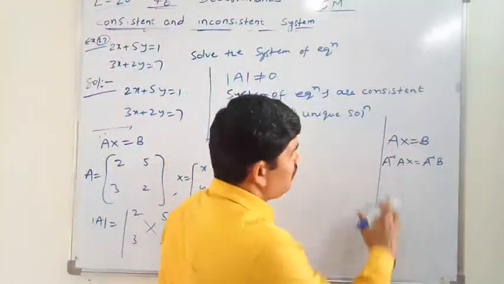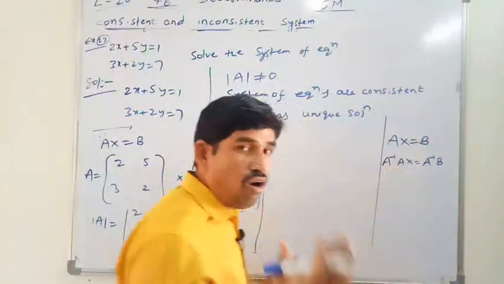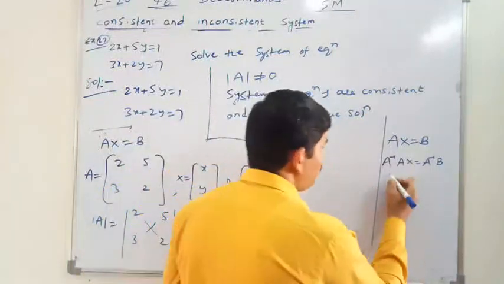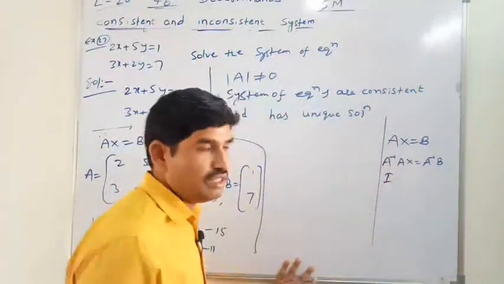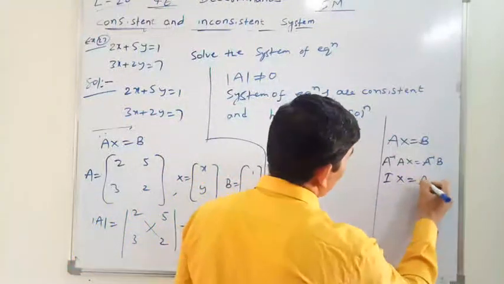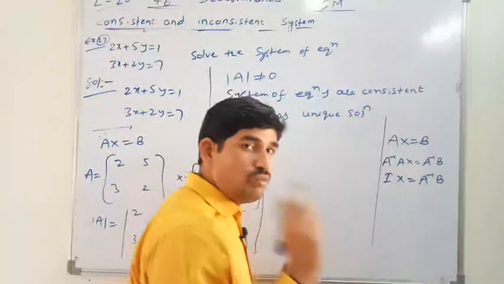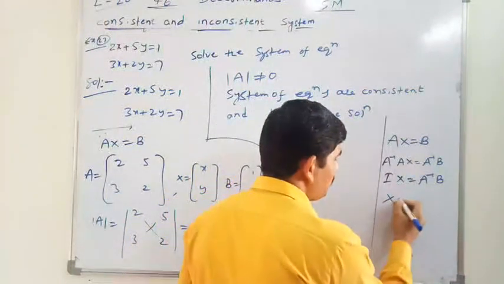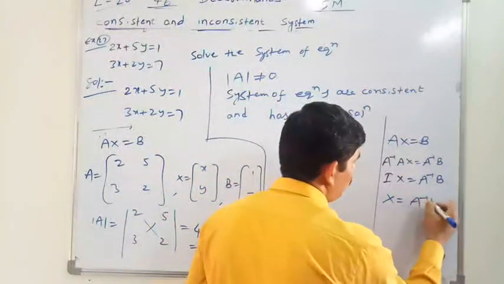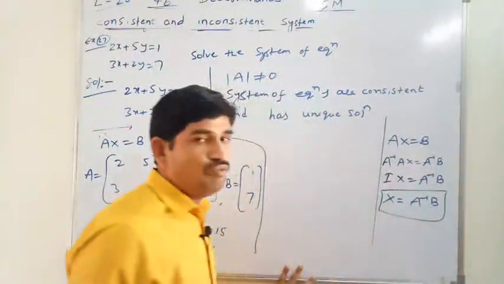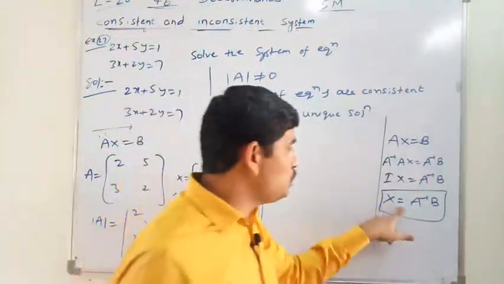We know that here A inverse into A or A into A inverse is always equal to the identity matrix. I into X is equal to A inverse into B. Now I into any matrix, again we get the same matrix, that is X is equal to A inverse into B. Remember this, in each and every question we have to use this equation, X is equal to what?